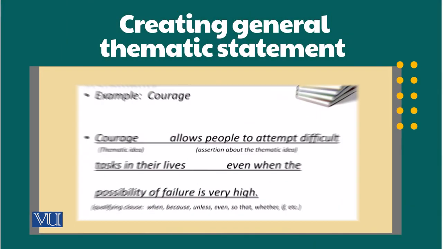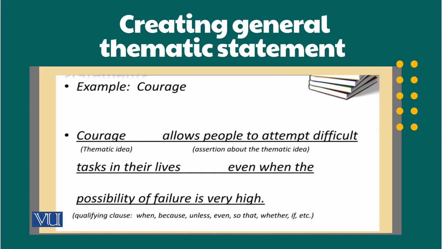As you can see, I have given an example over here that tells you how to write generalized thematic statements. The thematic idea is courage, and the assertion about this topic is that it allows people to attempt difficult tasks in their lives, even though the possibility of failure is very high. So the first part of the statement is an assertion about courage, that it allows people to attempt difficult tasks, even if there is a possibility of high failure. We use qualifying words like even, because, so that, unless, which can support the sentence.